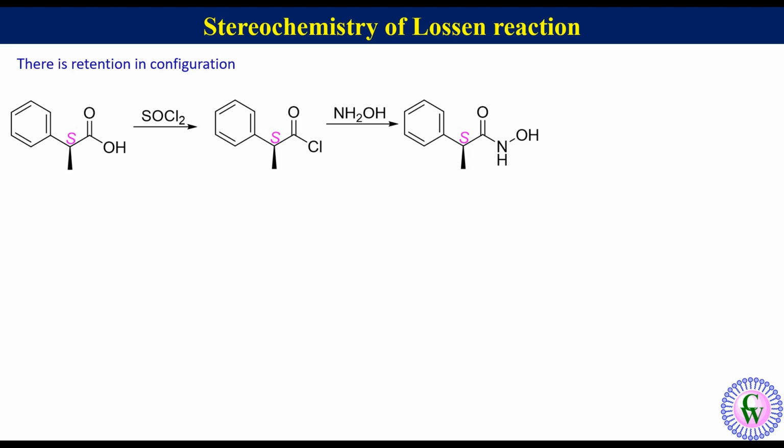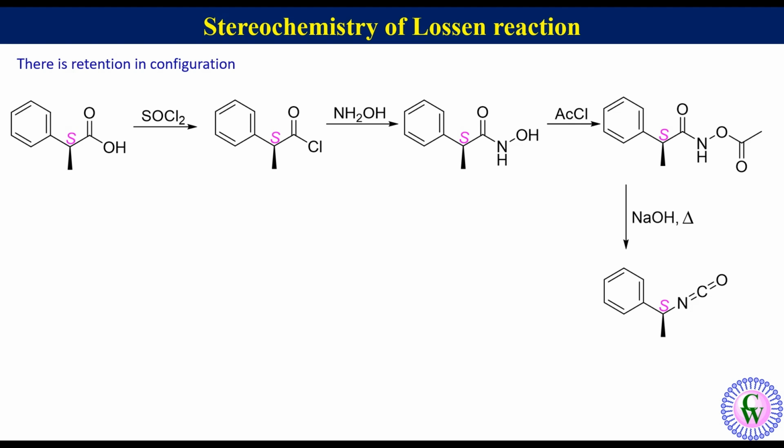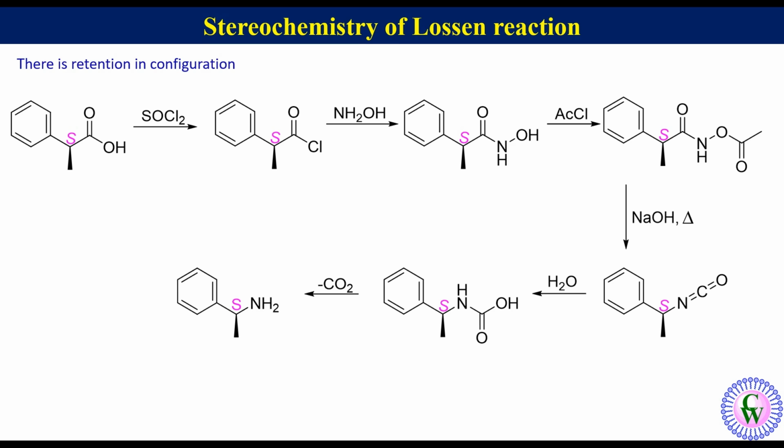acid. Reaction of hydroxamic acid with acetyl chloride gives O-acetyl derivative of hydroxamic acid, which upon reaction with sodium hydroxide under heating condition undergoes Lossen rearrangement to produce isocyanate with the same configuration. And finally, reaction of isocyanate with water gives carbamic acid, which eliminates carbon dioxide to produce S-1-phenylethanamine, which has same configuration as that of the starting material.